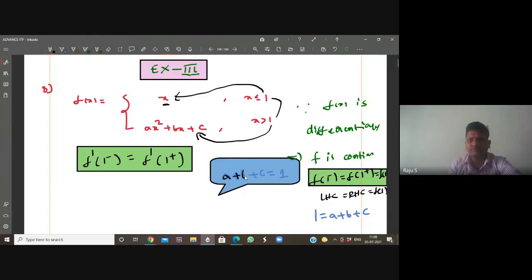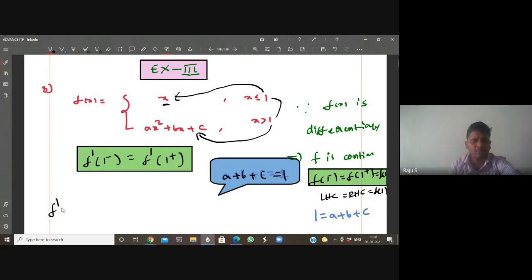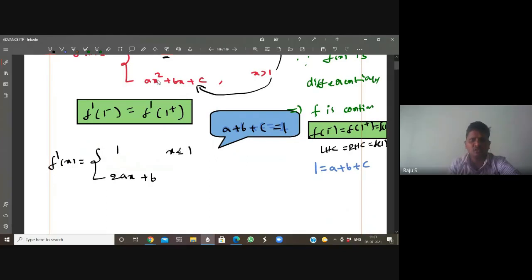Next, with the help of differentiability, you can differentiate the given function. What is f dash of x? F dash of x is clearly equal to 1 for x less than or equal to 1, and the derivative of ax square is 2ax, plus b into 1, plus c is a constant, derivative 0. So this is for x greater than 1.